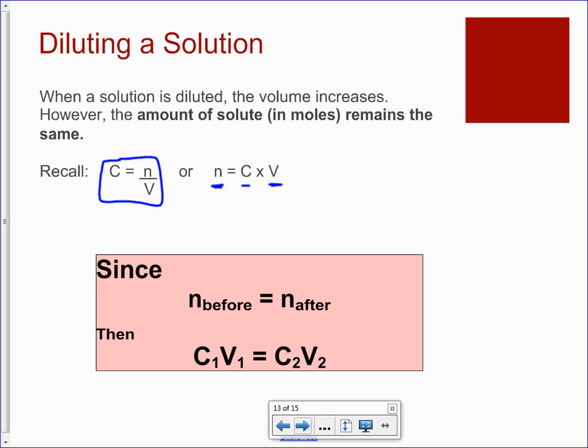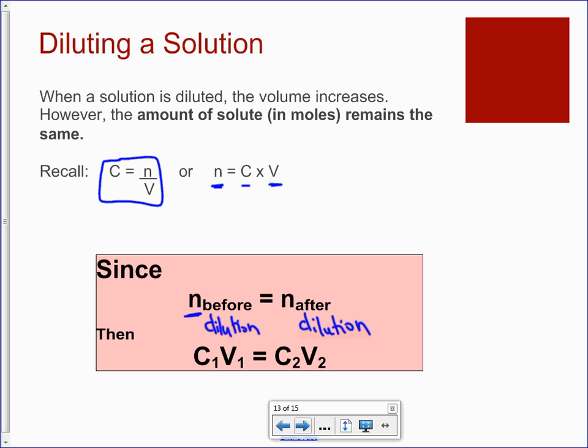Now, since we have the same number of moles, what we can say is that the number of moles before dilution is equal to the same number of moles after dilution. So we haven't changed the number of moles, they remain the same. So the number of moles is equal before and after dilution.